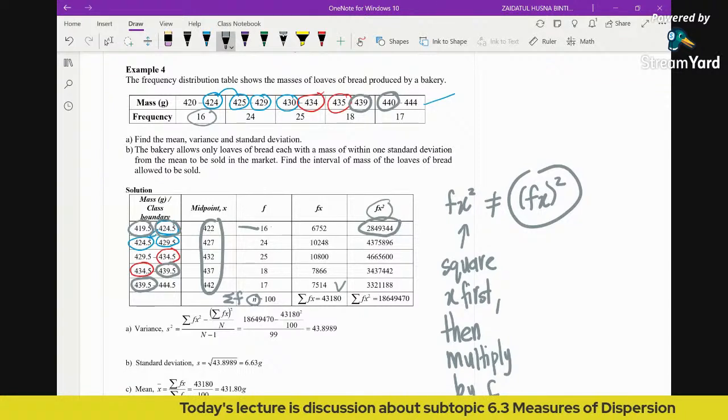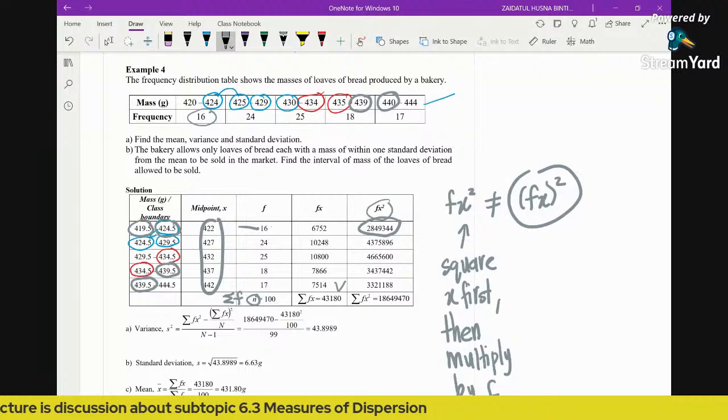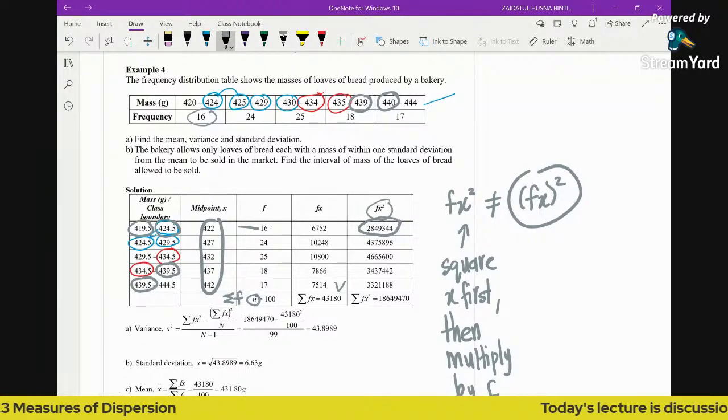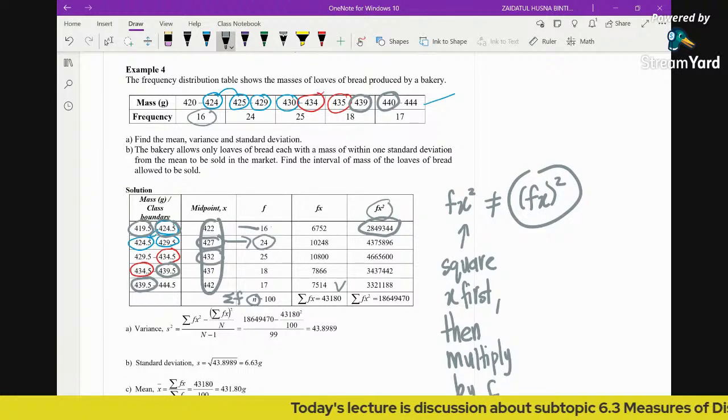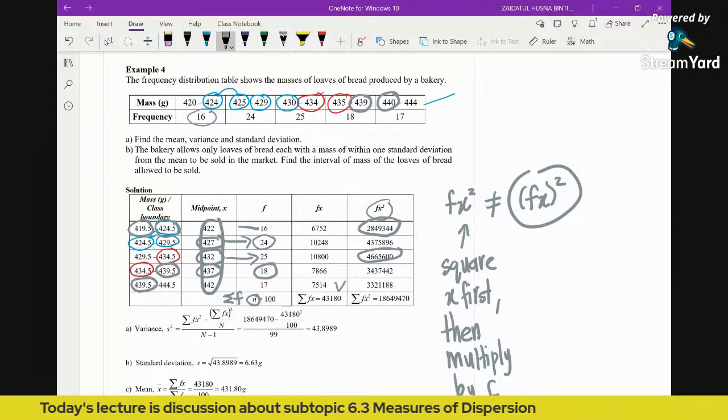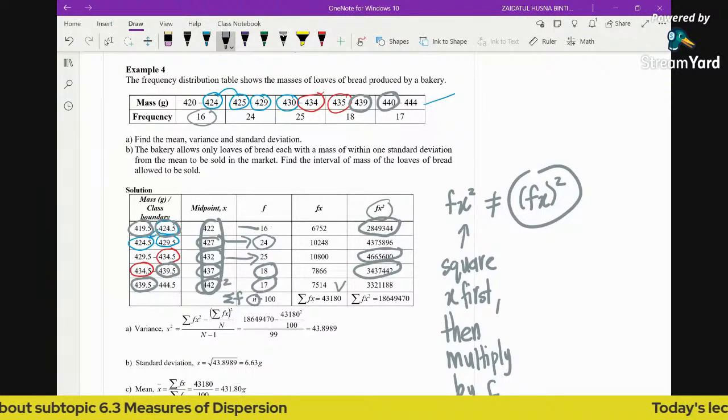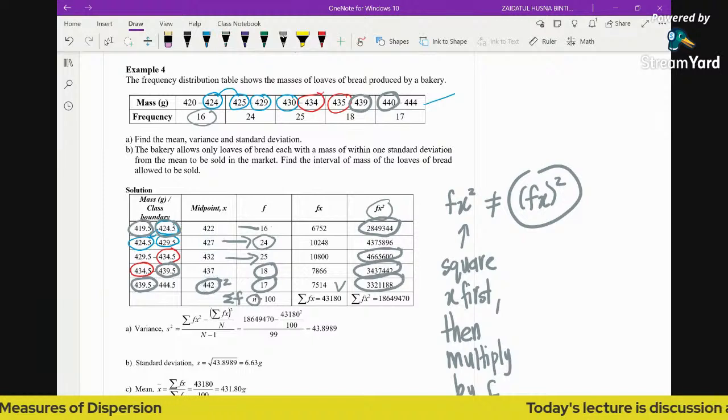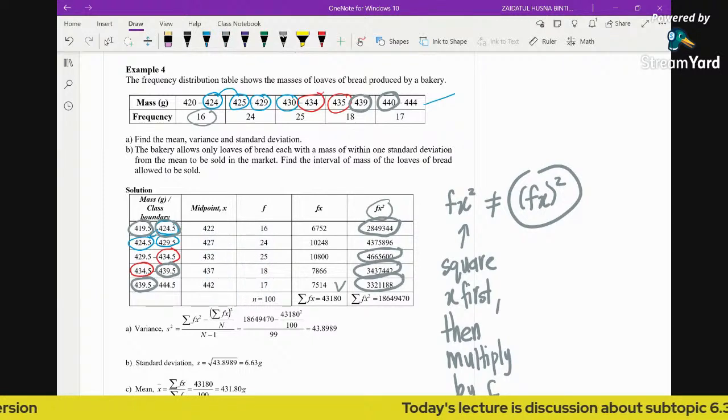So we will not be using this. Again, fx squared means you square the x first, then you multiply by f. So for the second one here also, you square this x, then you multiply by f. Then you square this x, you multiply by f, you will get this. You square the x here, you multiply by f, you will get this one. You square this x, you multiply by 17, you will get this value. Because the numbers are big, I won't mention each and every one of them.